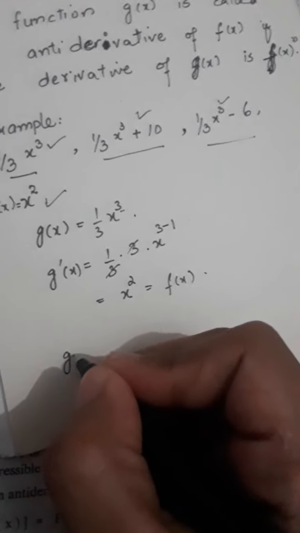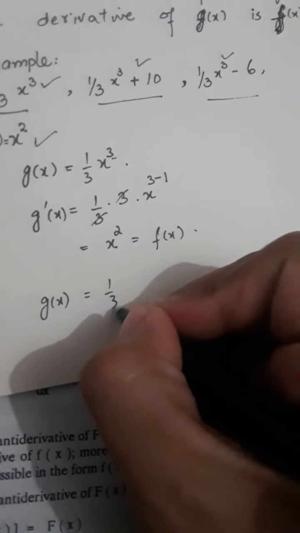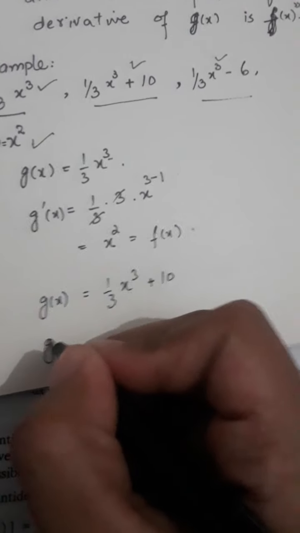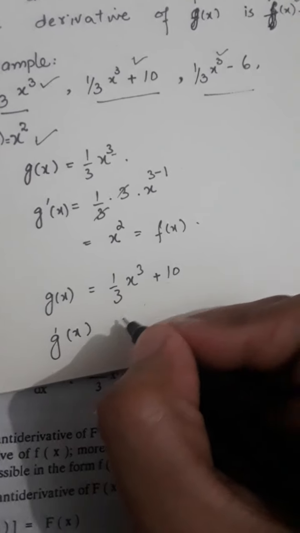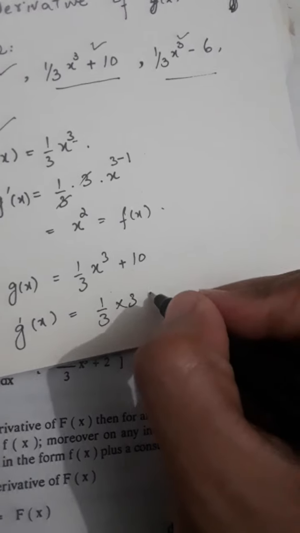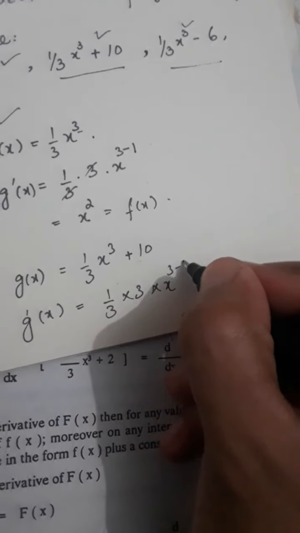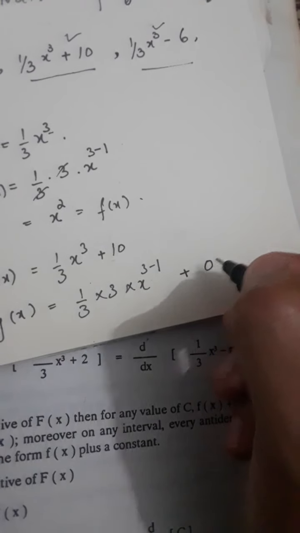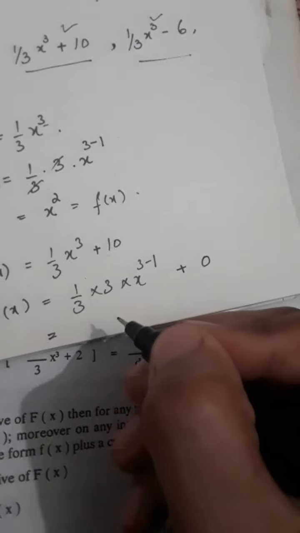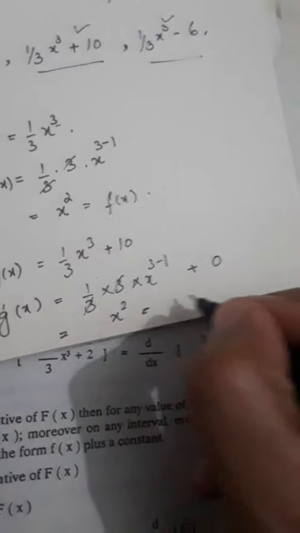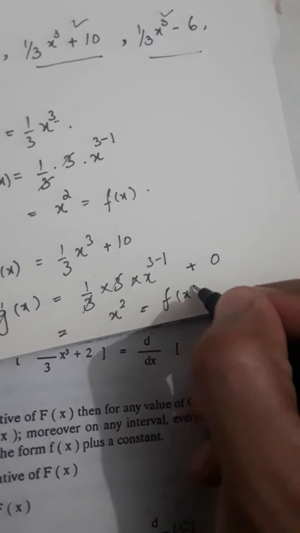Similarly, the other one, where we say g of x equals 1/3 x cubed plus 10. Differentiating it is going to give us 1/3 times 3 into x raised to the power 3 minus 1, plus the derivative of 10, which is 0. Any constant number being differentiated is 0. So this is going to give us x squared again, which is of course our function f of x.